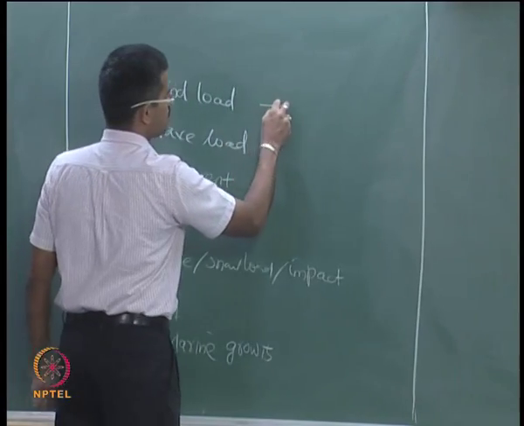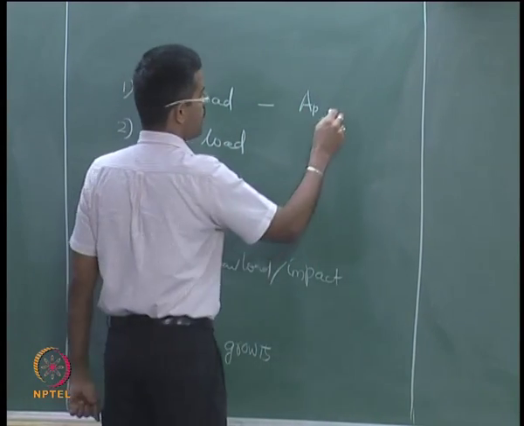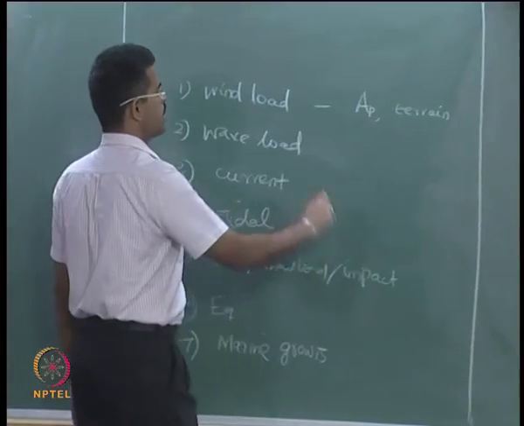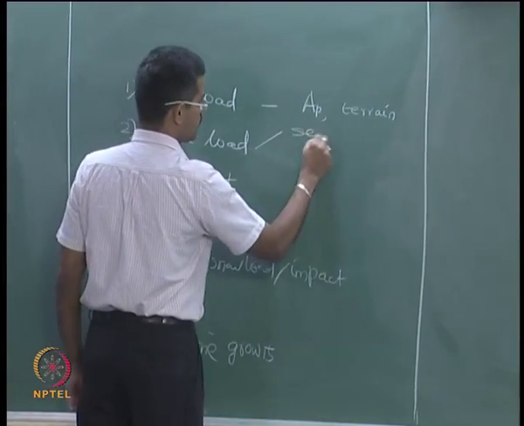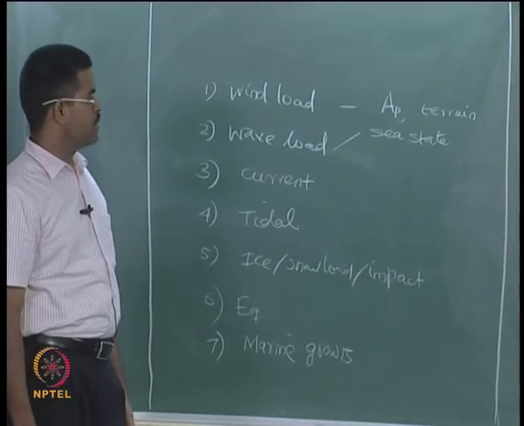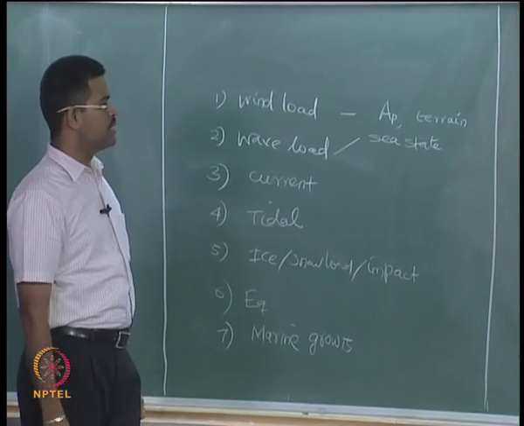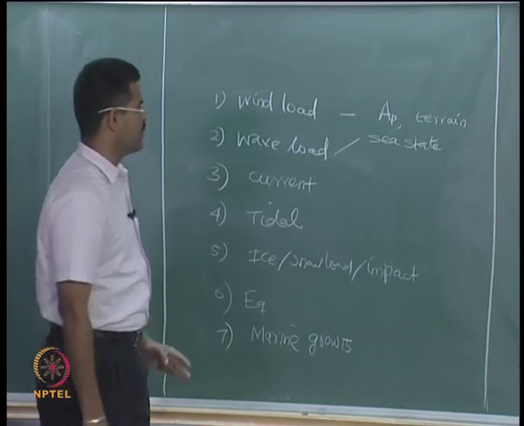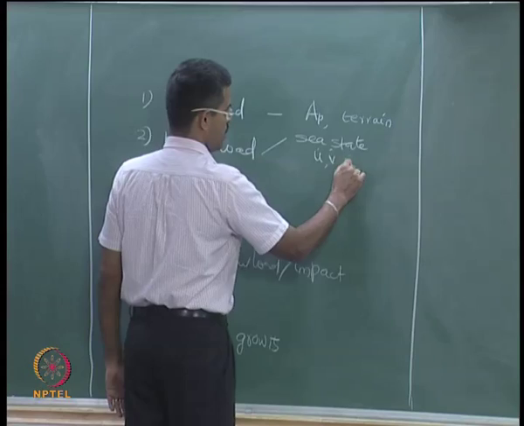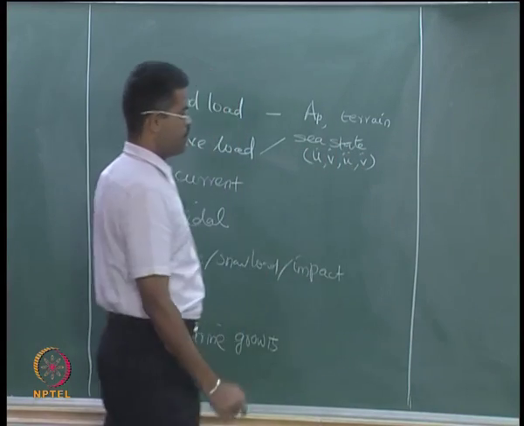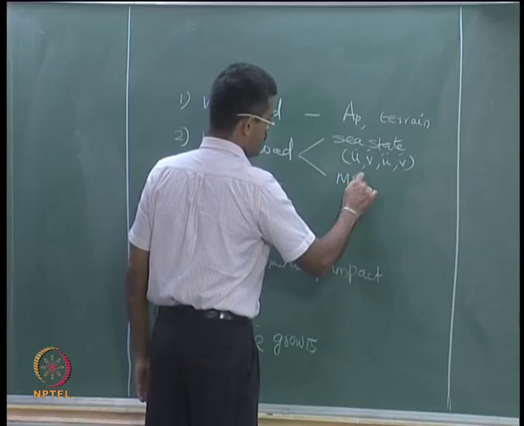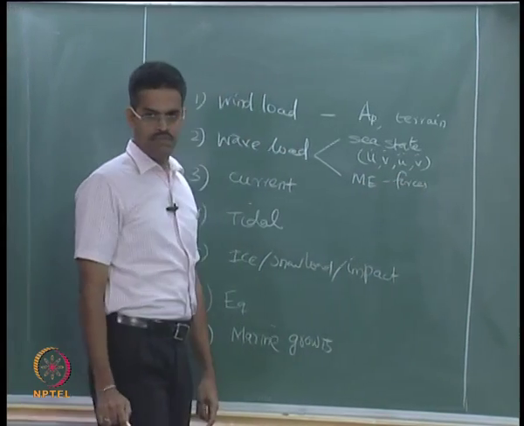So, wind load depends on projected area and surface terrain. Wave load has many complications. You have got to define the sea state first. There are many theories available to define the sea state. You can use simple Airy's linear wave theory, or you can use higher order wave theories. The moment the sea state is defined, you will find out u dot, v dot, u double dot, v double dot, which are water particle kinematics generated because of the sea state. Then you will use Morrison equation to compute the forces on any individual member.